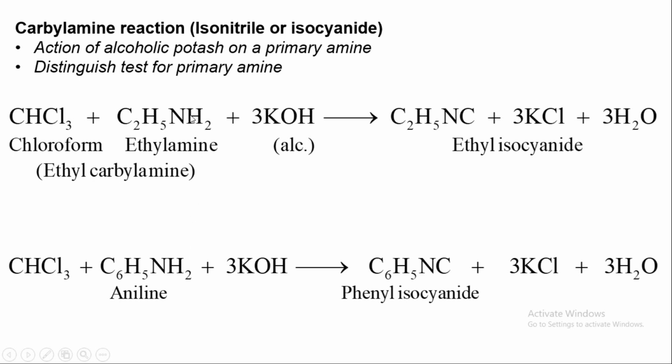A primary amine means the NH2 group has 2 hydrogens. These 2 hydrogens, as well as 1 hydrogen from chloroform, combine with 3 OH to form 3 water. So without these 3 hydrogens this reaction is not possible. So this reaction is only given by primary amines. So remember that.